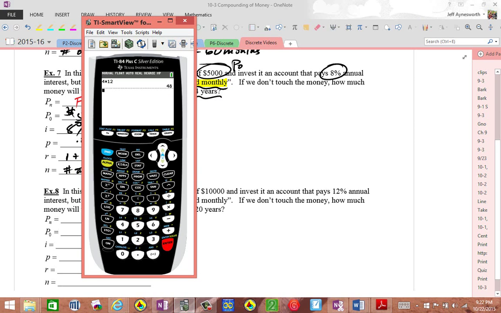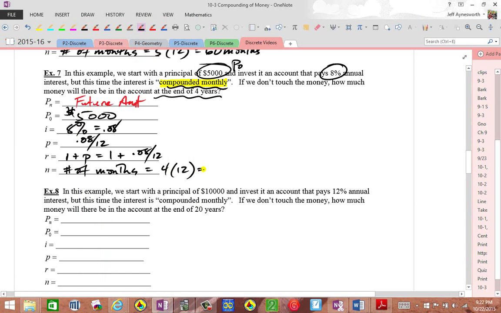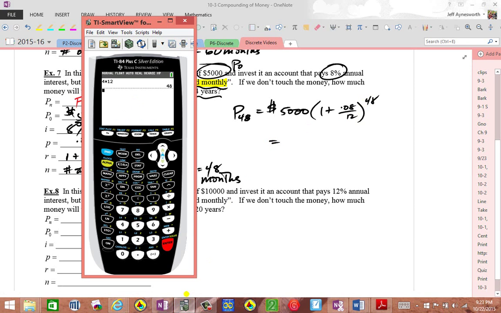It's 48 months. All right, so here we go. Let's find how much money we have after 48 months. We'll call that P of 48. We're going to invest 5,000 now. We're going to take 1 plus 0.08 divided by 12, raise it to the 48th power, and figure that out. Okay, so I'm going to clear it out.